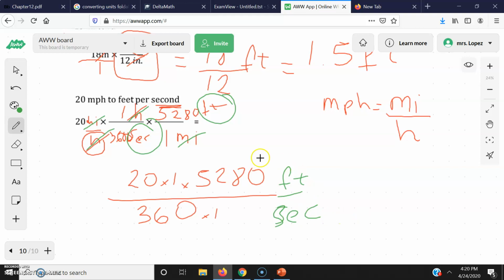Okay, so let's see what number do we get. Okay, so this gives me 29.3 feet per second. Okay, I hope this helped.